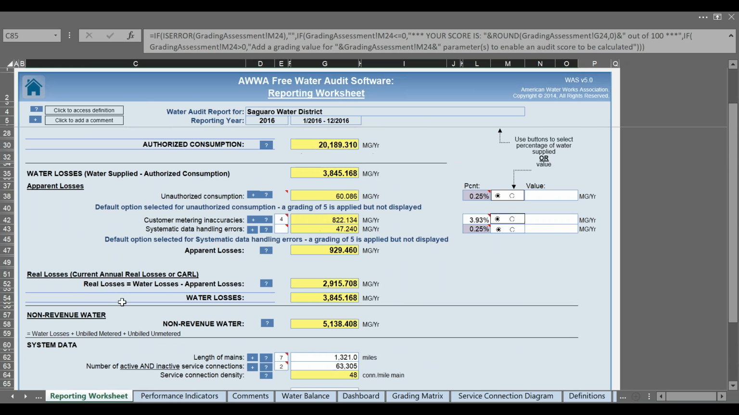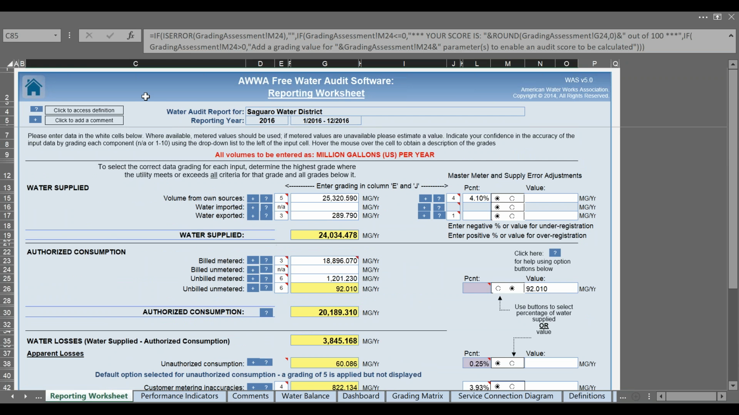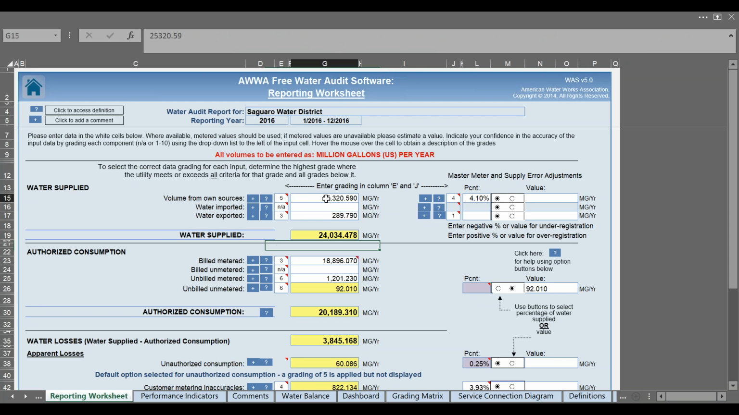So that takes us through the reporting worksheet. Again, this is where you'll be spending most of your time on the water audit when you're putting it together. And there are lots of good resources to help you understand the definition of these terms that we're asking for on the water audit and what goes into them.